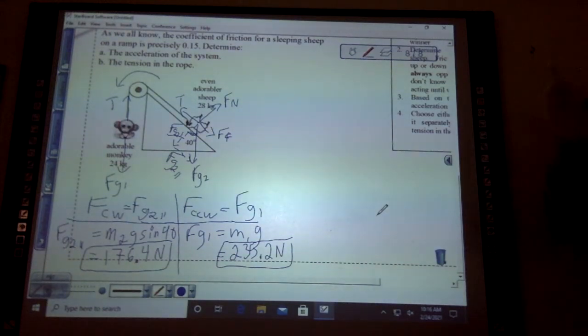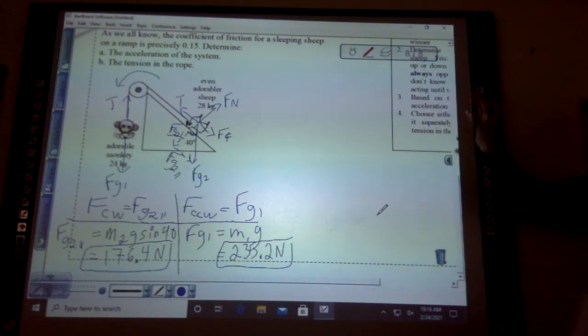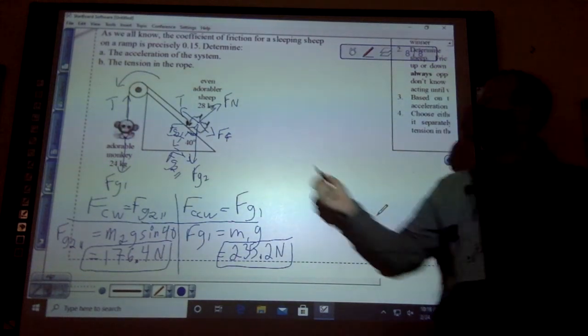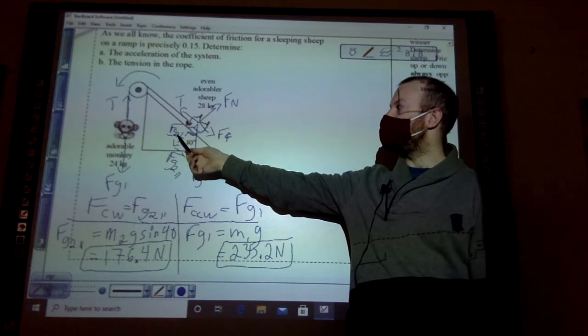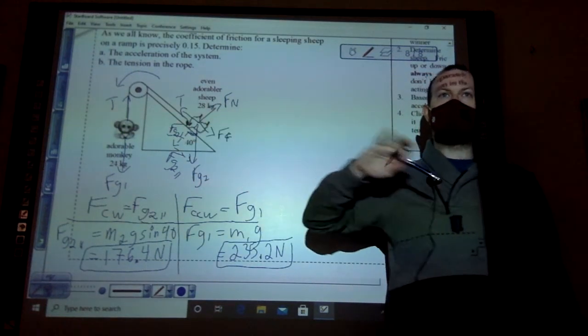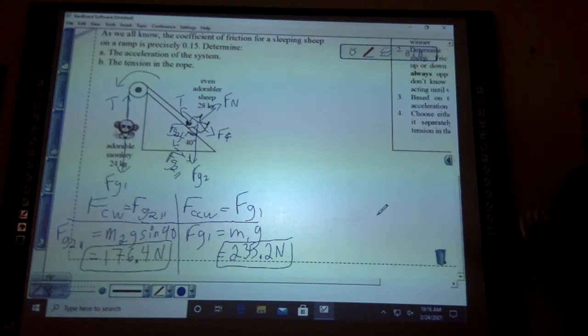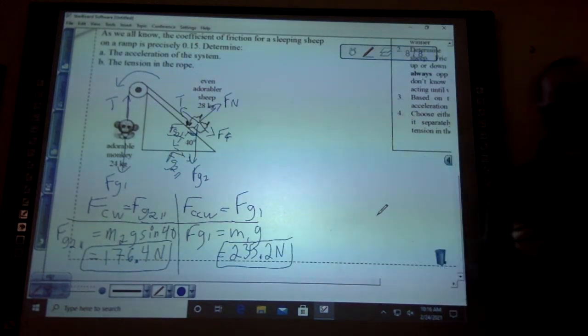No, the two lines to say that those are equal. No, I don't need you to show in here which ones are equal. Even though I know Fn is going to be equal to Fg perpendicular, I don't need you to write that. Yep, that's why I'm saying this year I'm not deducting marks for that.